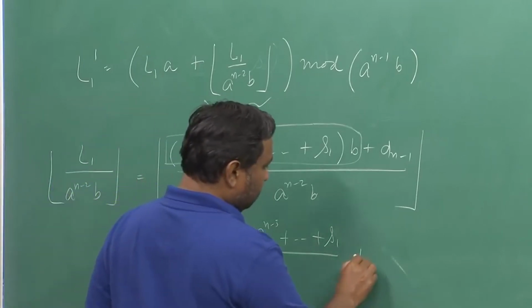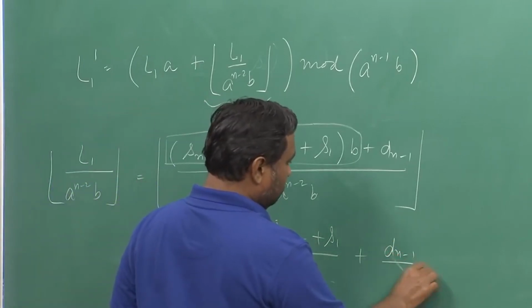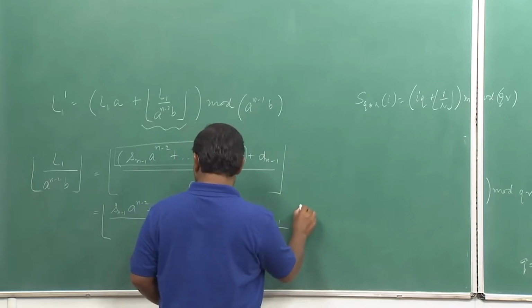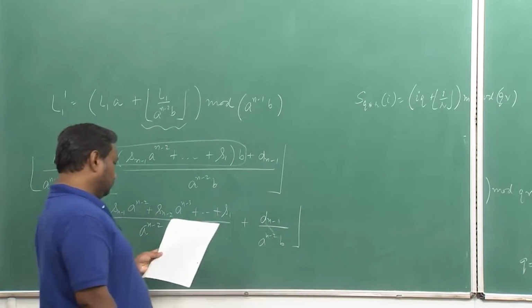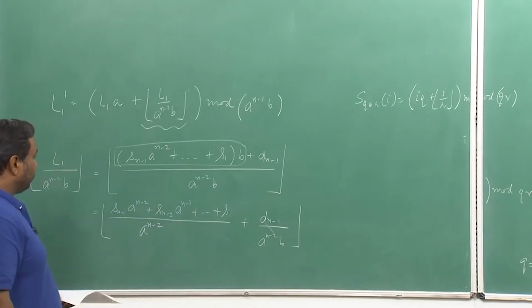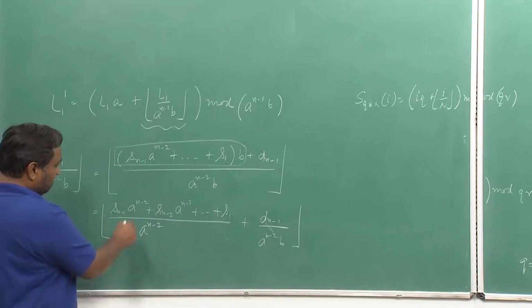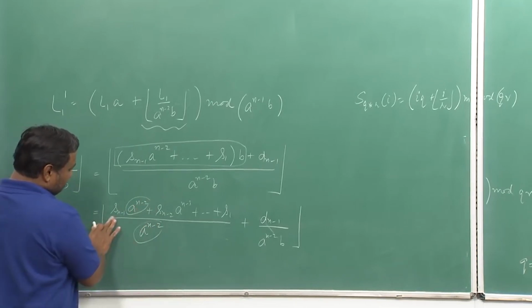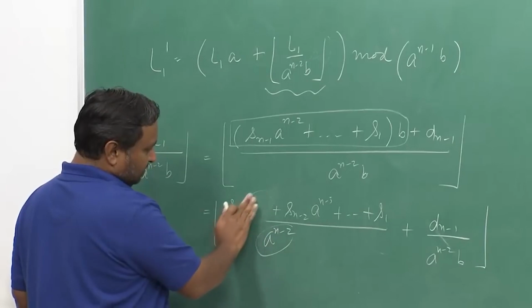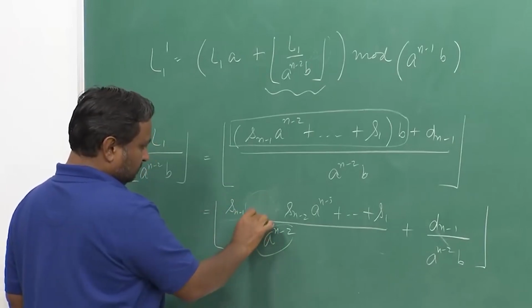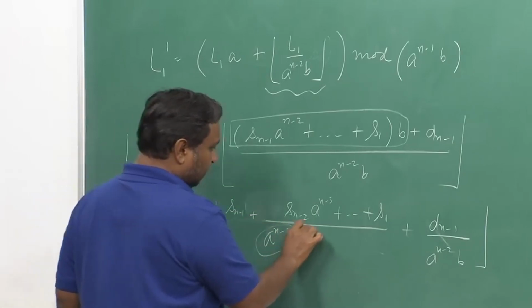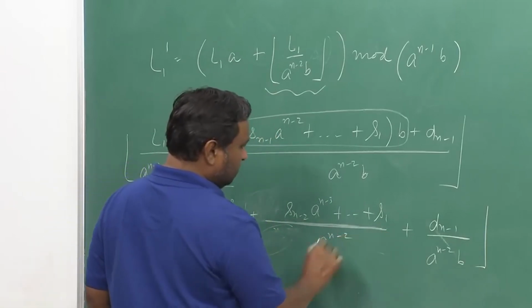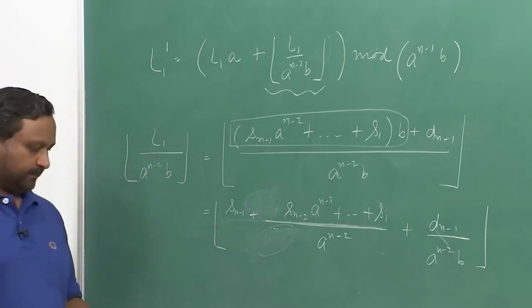Okay, plus if I look here, a raised power n minus 2 is here and n minus 2 is here. I can very well now cancel this term. So, this will go out and I can convert it to this thing.